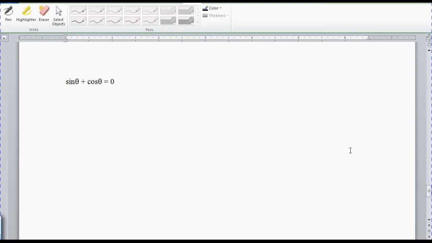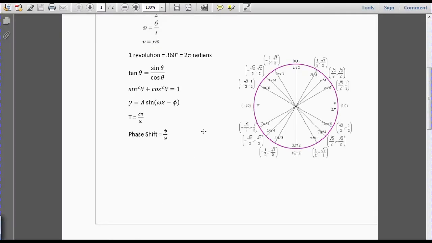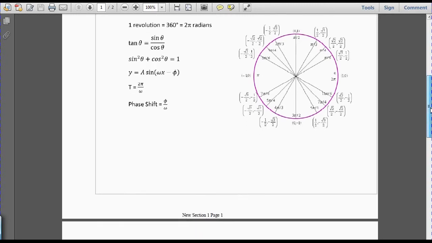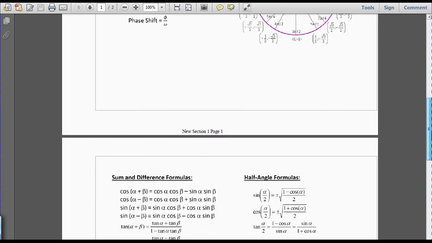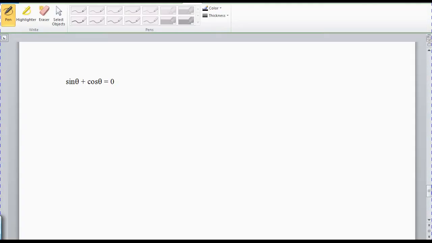Now let's look at this one. This one is a little different. When I have a plain old sine, plain old cosine, and add or subtract it together, there's really not much I can do as far as looking at identities or anything like that. I can't use tangent because that's division. I really can't use anything on my formula sheet. So there is an algebra trick you have to do.